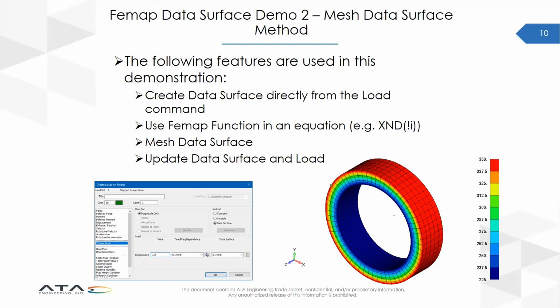I will show you a Femap function and what that is. There's various things called function in Femap, so this is a different one than the XY function. I will then show you the mesh data surface method within the data surface editor. That's where we will use the Femap function. And then we will do some updating of the data surface and load, and I'll reinforce one of the things, basically a caveat in using data surfaces.